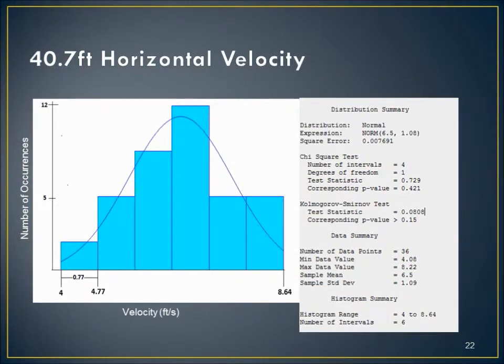For the 40.7 feet, again, we ended up with the normal distribution, but this time with the mean of 6.5 feet per second and a standard deviation of 1.09. Here's a short clip of the horizontal experiment.